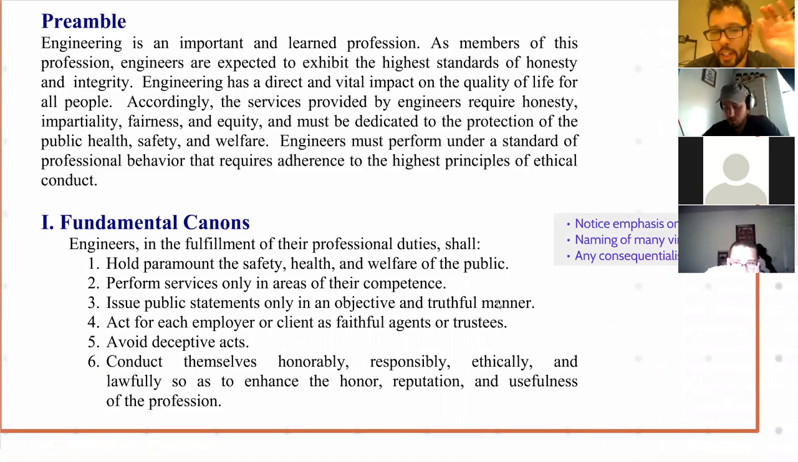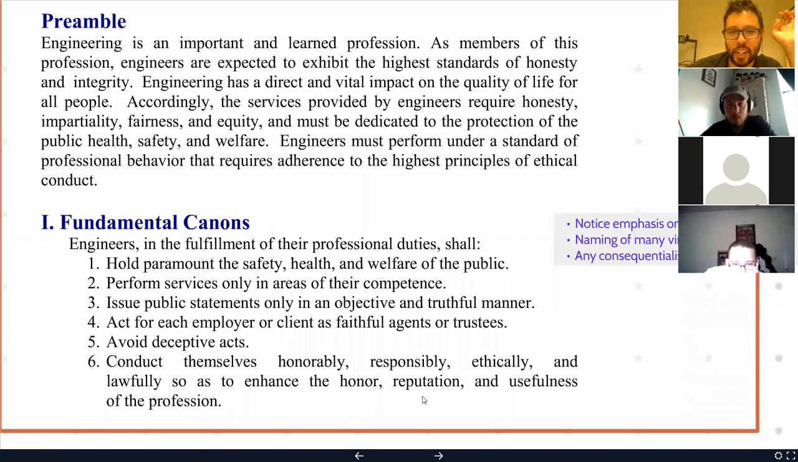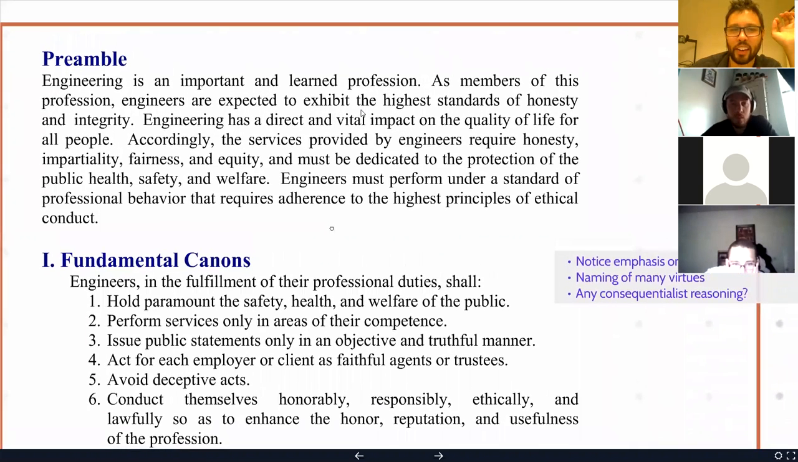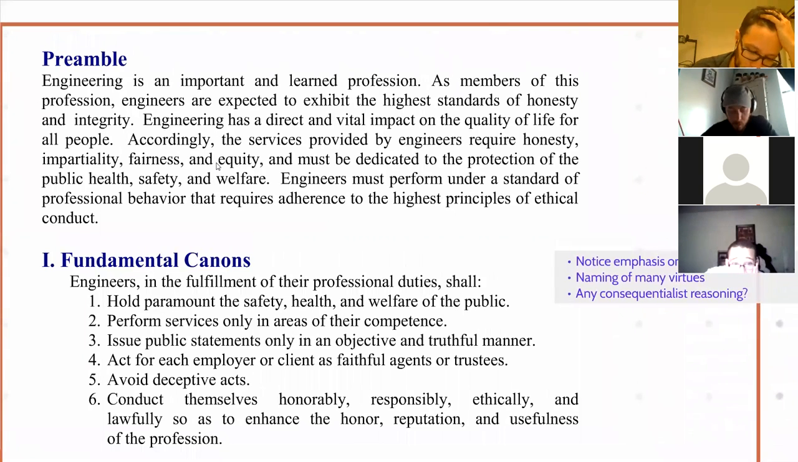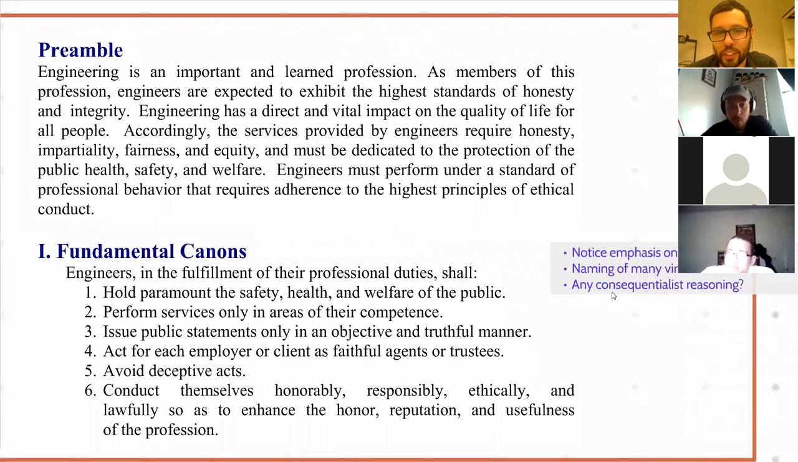But notice that the rules themselves are virtue ethics, right? They're talking about specific virtues that you need: honor, responsibility, your reputation, right? Up at the top, that honesty and integrity, quality of life, right? These are things to do with the optimum, things to do with virtue ethics, right? So you have a duty to be virtuous. Let me ask you all if you see any consequentialist reasoning. So I just pointed out deontological and virtue ethics reasoning. Do you see any consequentialist reasoning in this document? Or just in the preamble or the fundamental canons?